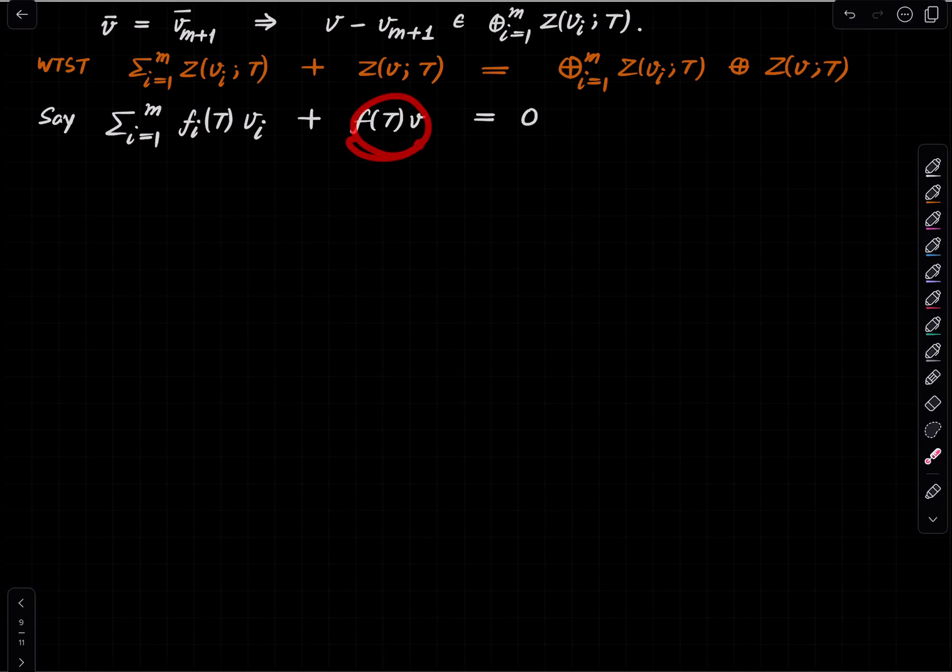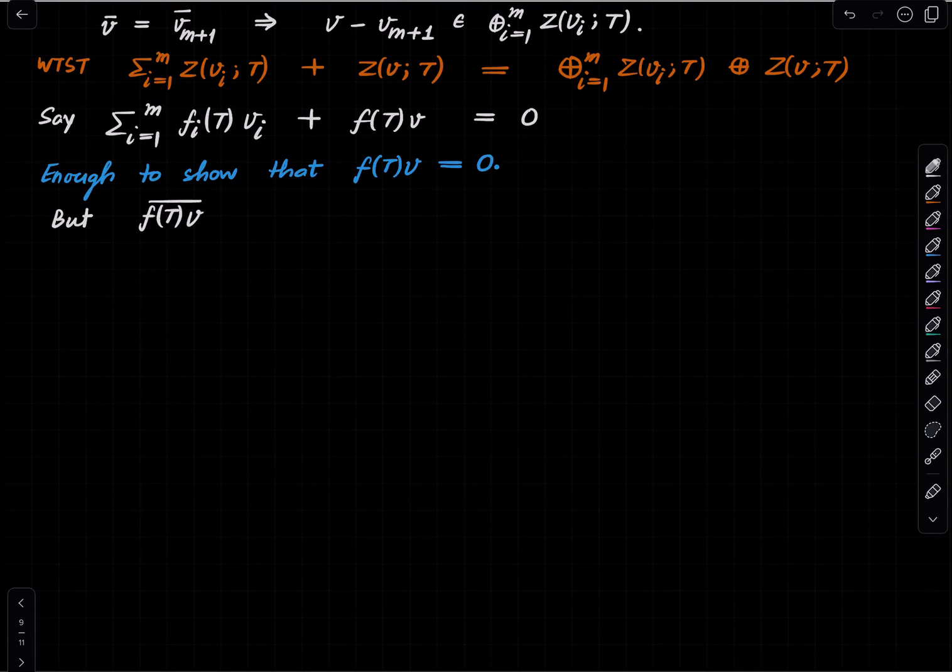But it is enough to show that this guy is 0, because once you show this guy is 0, what you are left with is a sum of a bunch of things in a direct sum. And hence, each of them must be 0 by definition of direct sum. So all I'm saying is that it is enough to show that this is 0. Okay? Alright. But how do we do it?